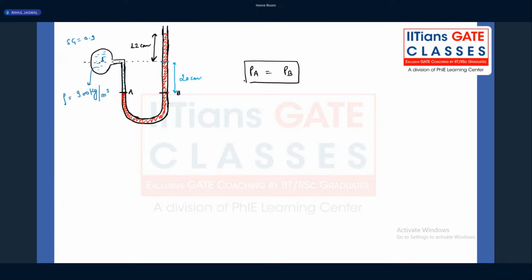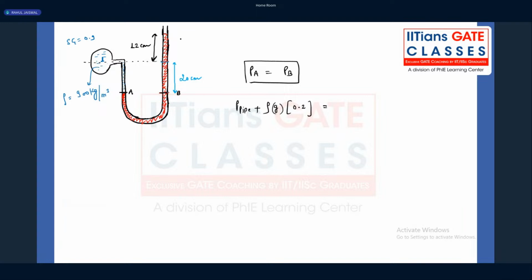What is the pressure at point A? Pressure in the pipe plus rho g into the height of the fluid. What is the height of the fluid? It's 20 centimeter, 0.2 meter.